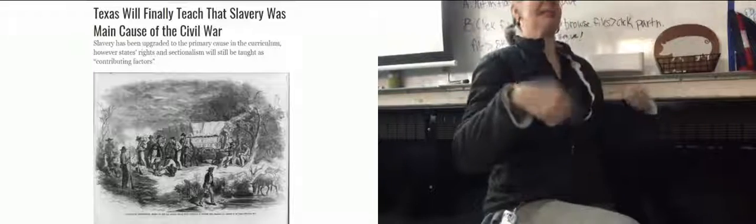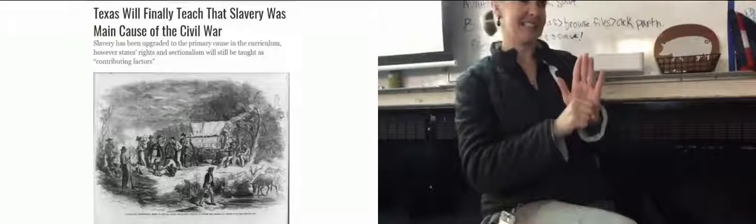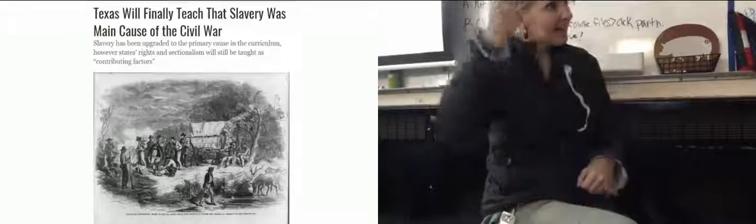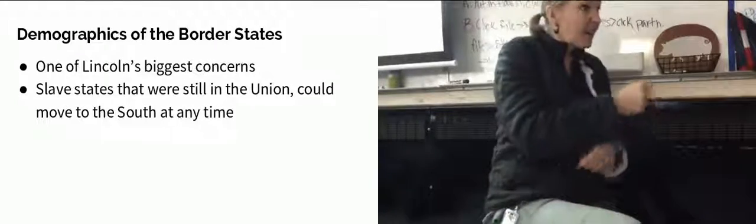So we still have a little bit of heated debate. A lot of the deep southern states or deep southern cities will not teach that slavery is one of the major causes. But a lot of it has to do with the fact of what does the federal government have? Can they take away your slaves? Can they not? What is the power of this property?